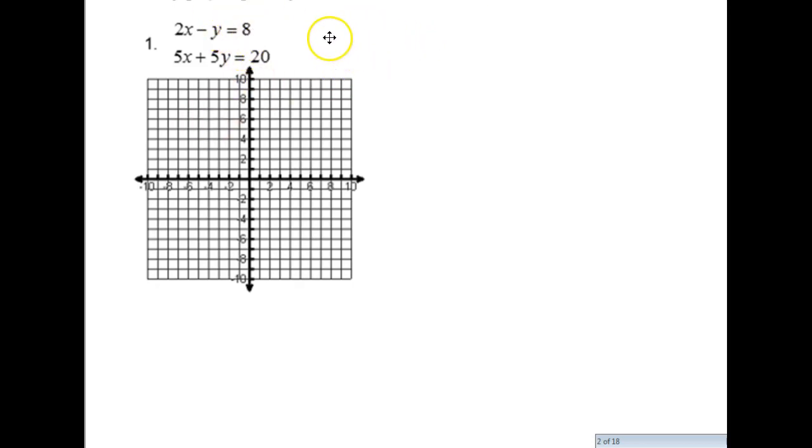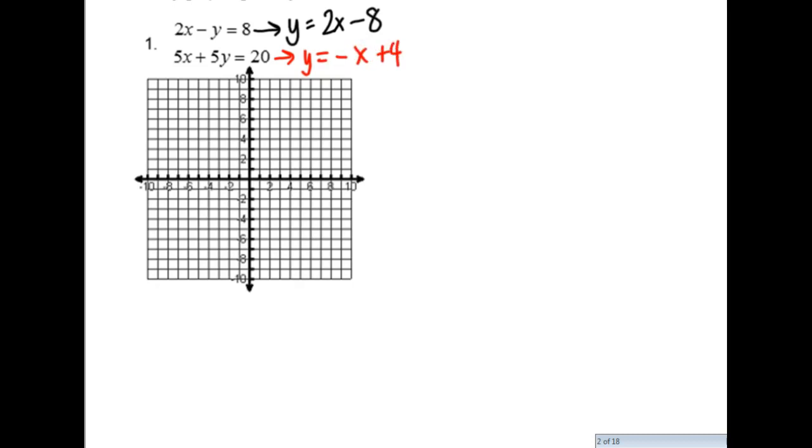Alright, so review of graphing systems to solve them. You want to probably get these in slope-intercept form, which is the easiest way to graph them. You could either add the y and subtract the 8, or you could move the x and divide by a -1. Either way, you end up with 2x minus 8. And then for this equation, you're going to subtract 5x and divide by 5. So you're going to end up with -1x plus 4.